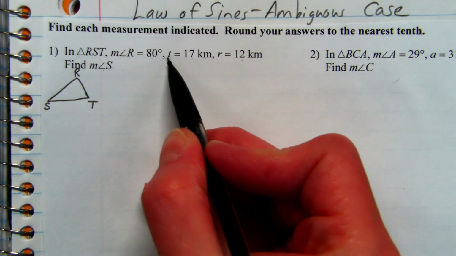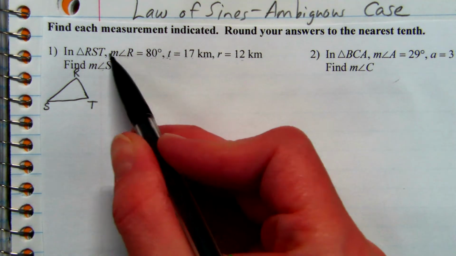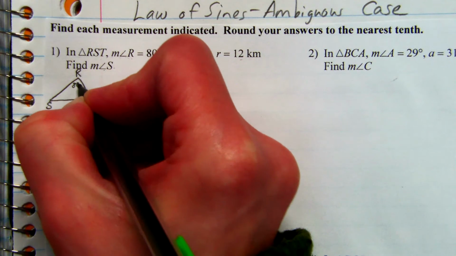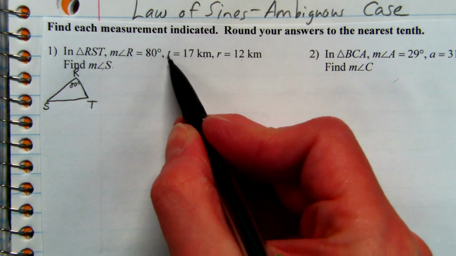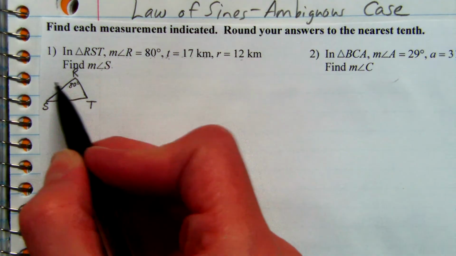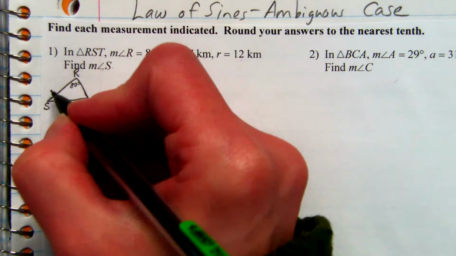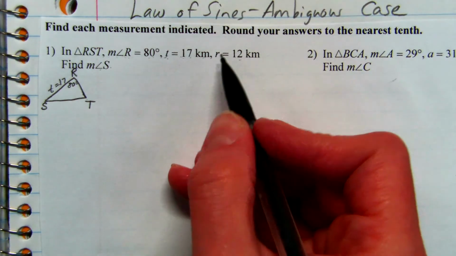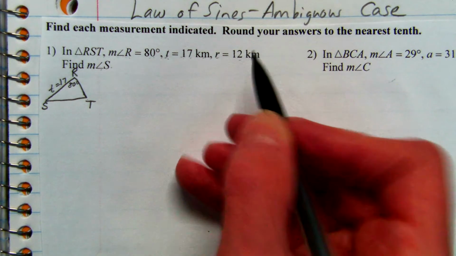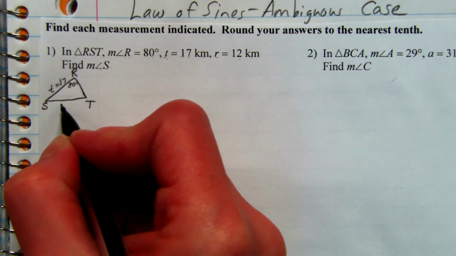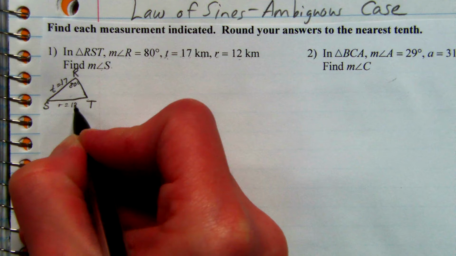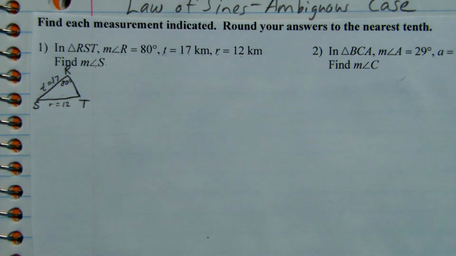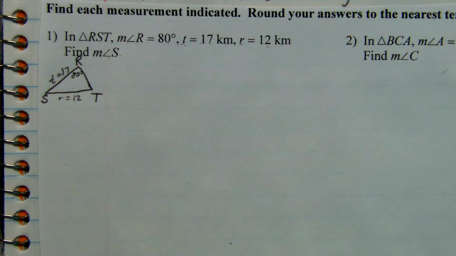So they give us lowercase t, so the measure of angle R is 80 degrees, so we can write that in. This is 80. And then lowercase t is 17 kilometers. So lowercase t is across from capital T, so this would be little t, and that is 17. And then little r is 12, so that's across from the capital R. So r is 12. And that's kilometers, but for the sake of my picture, I'm going to leave that off. Zoom in just a little bit.